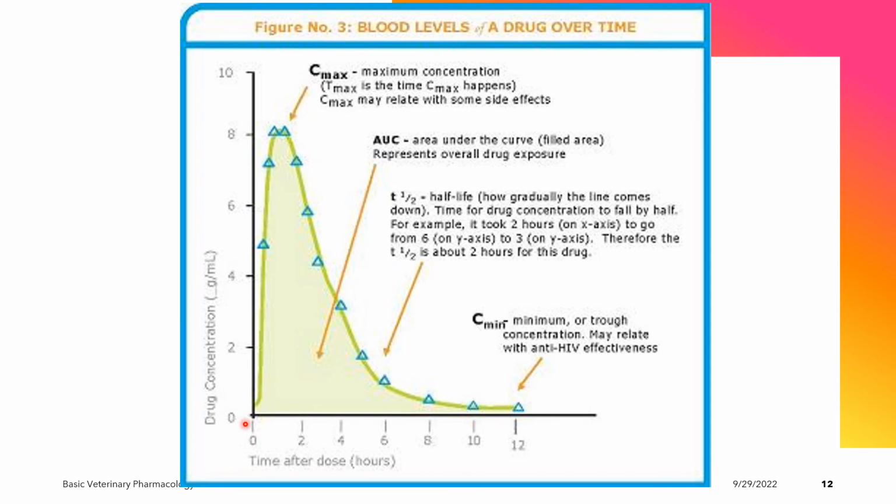Some of the parameters that we can get out of this are the Cmax, the highest point of the graph, which is the maximum concentration the drug will be able to achieve in the body, relative to the time, or the Tmax. So the Tmax is the time Cmax happens. The Cmax may relate with some side effects.